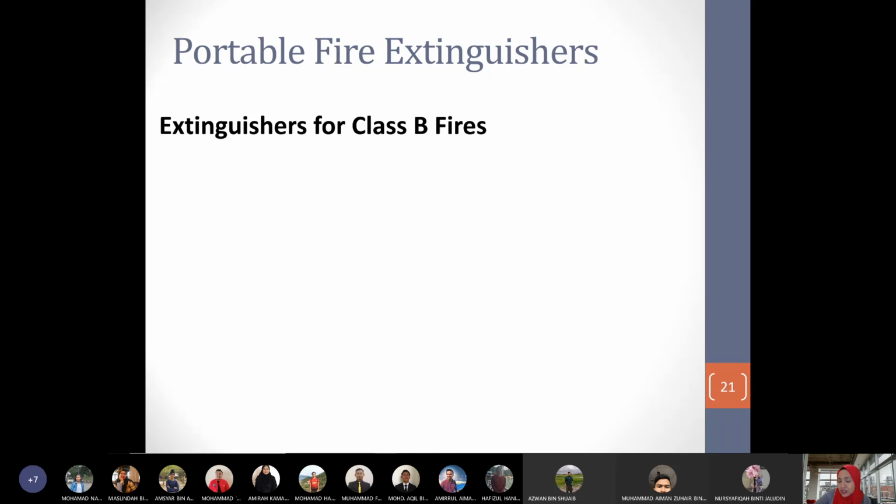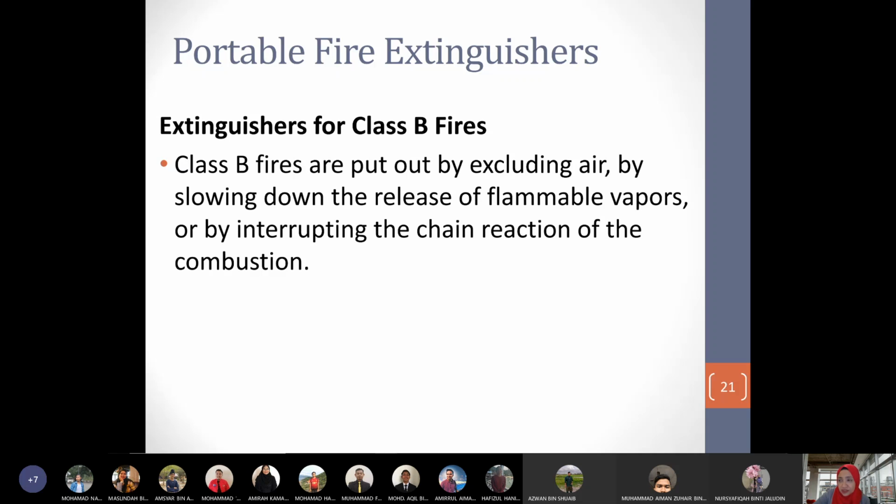Now, for Class B fires, which are fires caused by flammable hydrocarbons, Class B fires can be put out by excluding air or by slowing down the release of flammable vapors. If you remember the fire triangle, you need to have an oxidant, which is air, you need to have the fuel, and an ignition source, right? So if you eliminate one of them, for example the oxidant, which is the air, this fire extinguisher slows down the release of flammable vapor by interrupting the chain reaction of the combustion.